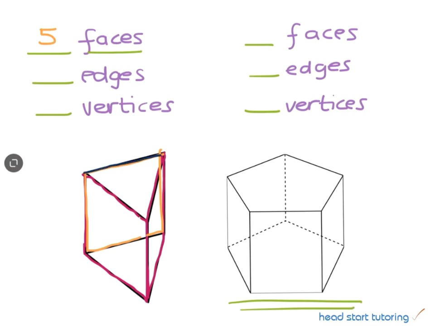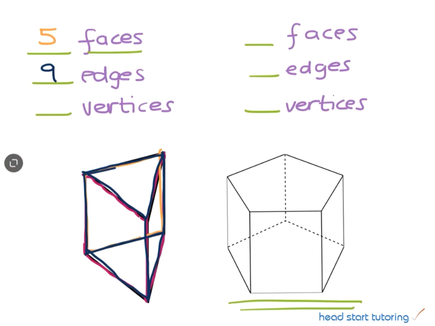So we have got 1, 2, 3, 4, 5, 6, 7, 8 edges there. So let's just have a look and just make sure. Oh, there we go. We've got one more. There's our 9th edge over there. So we end up having 9 edges in our triangular prism.